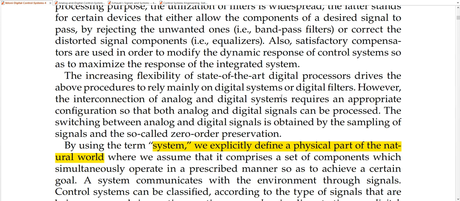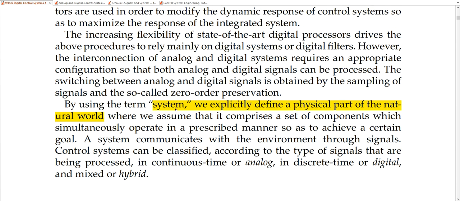Going forward, you'll hear a definition of the term system. It is defined as the physical part of the natural world, where we assume that it comprises a set of components which simultaneously operate in a prescribed manner so as to achieve a certain goal. A control system can be classified as analog, digital, or hybrid. This is based on the type of signals used in the control system.